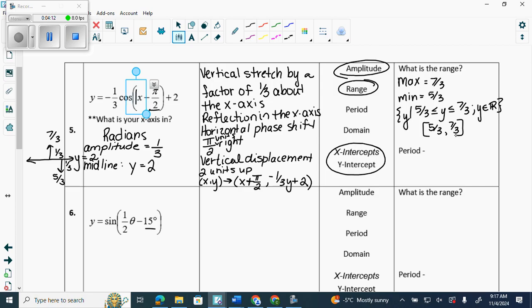Now the period has to be in radians, yes? So it's 2 pi. What's the only thing that changes the period? Horizontal stretch. You can make it wider or narrower, correct? Is there a horizontal stretch on this thing? No. So what's the period? 2 pi. Didn't change.